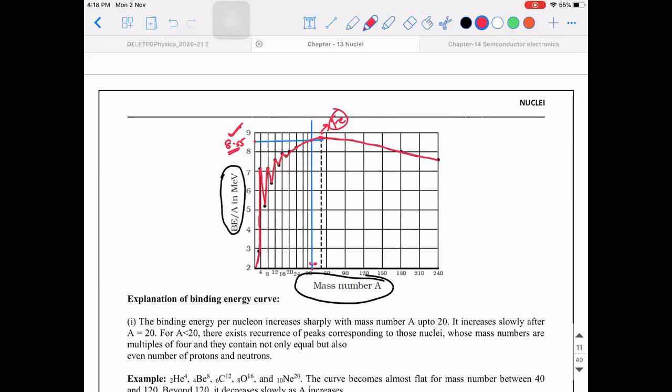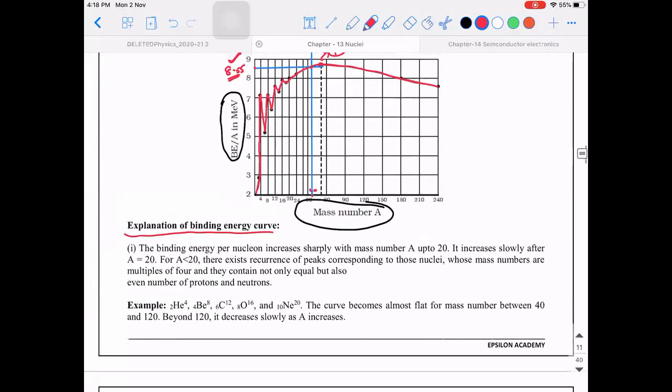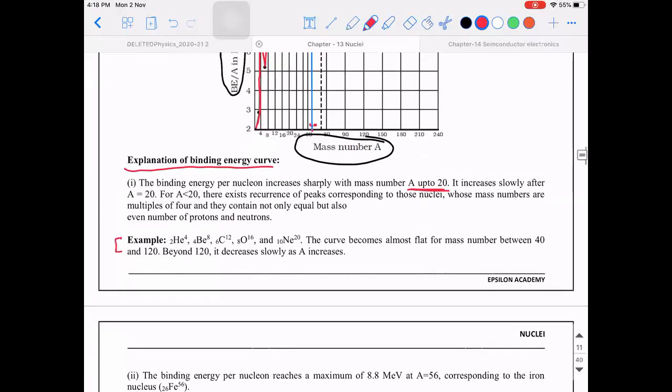Since it is deleted, I'm not explaining the whole story. This is the explanation of the binding energy curve. I'll give you an outline. You can go through it, and if you have any doubt, you can approach me. It tells you how the shape varies. The binding energy per nucleon increases sharply with mass number up to 20. So till mass number 20, it increases sharply. Those kinds of descriptions will be given.